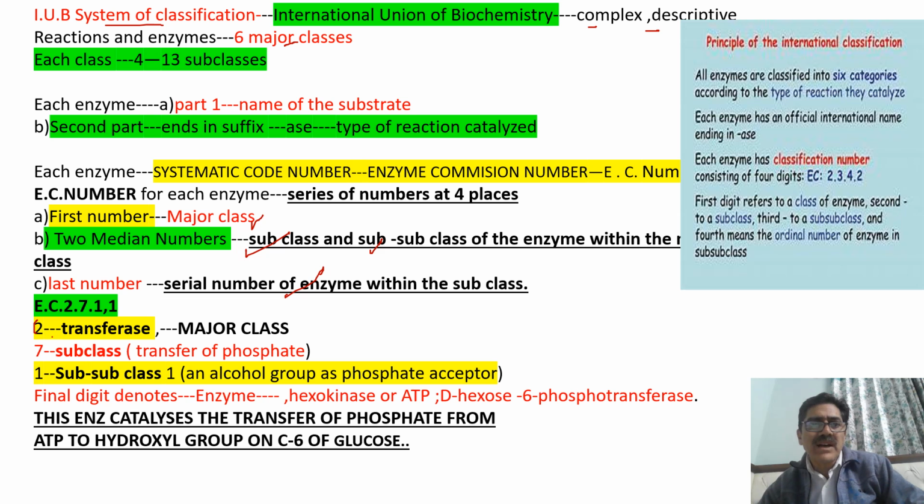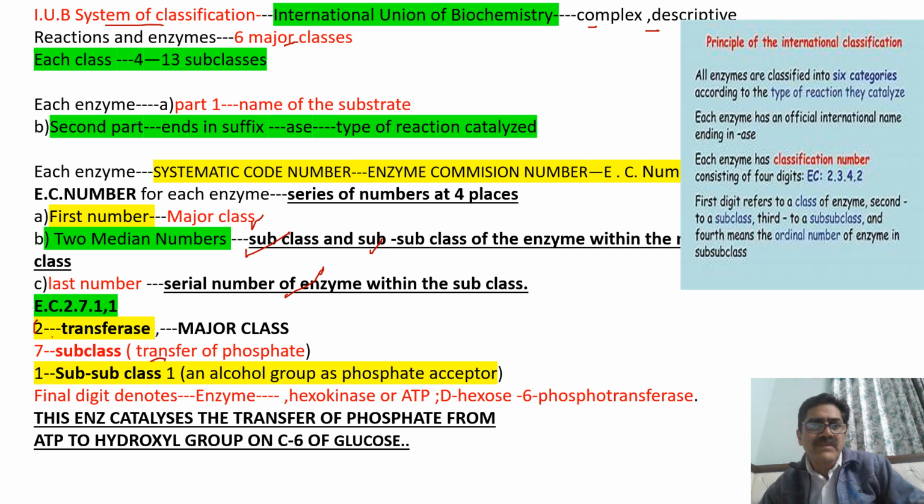The first digit, 2, indicates it belongs to the major class, that is transferase. Transferase means it is transferring something; some group is being transferred by this enzyme. The second digit, 7, indicates the subclass. What is it transferring? It is transferring, say, the phosphate group.